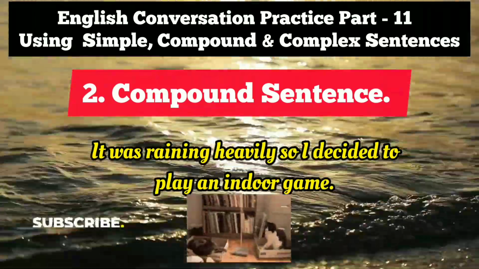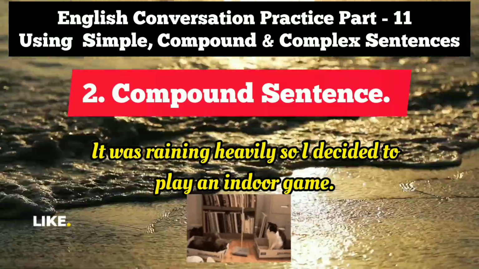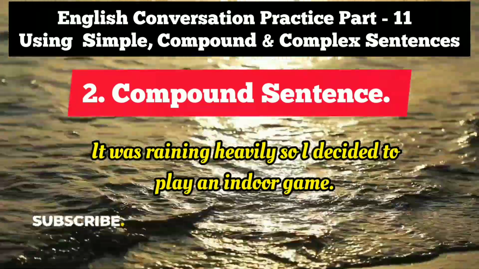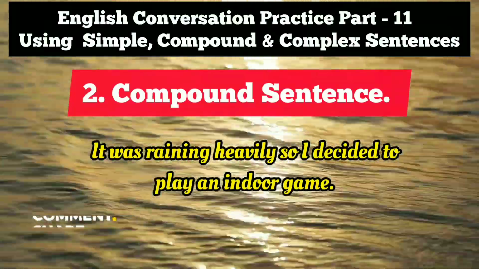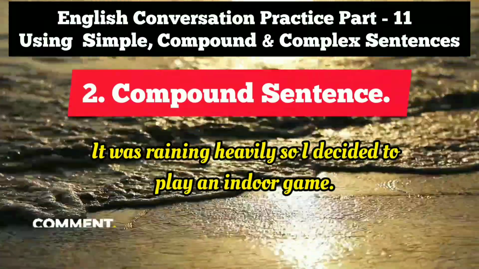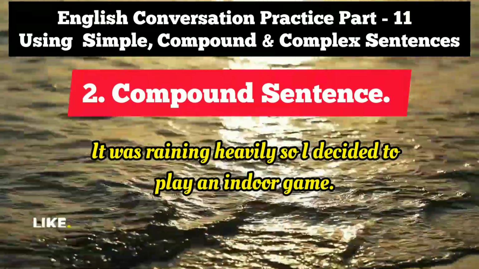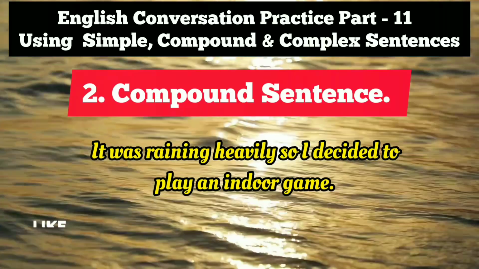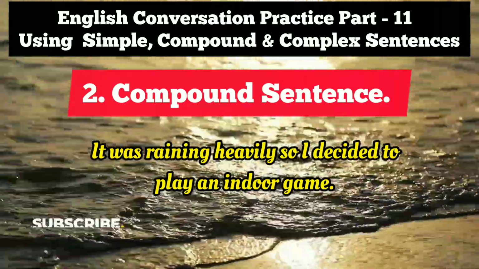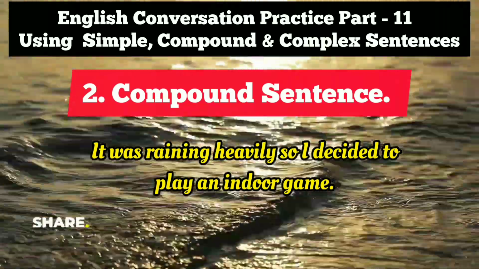And so is used here because so is a coordinating conjunction. It tells me the result of something. So it was raining heavily, and as a result of that I decided to play an indoor game. So I'm quite sure it's crystal clear how to make compound sentences. And as I already mentioned, if you want to learn more about coordinating conjunctions, remember this word, fanboys.